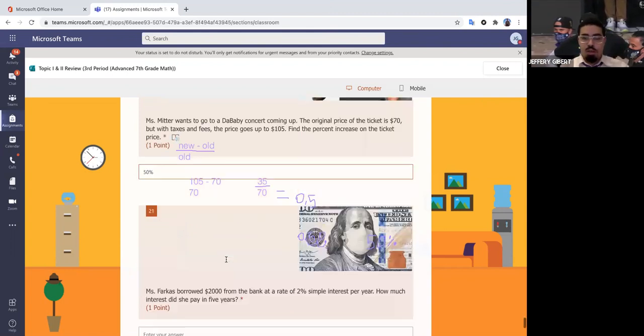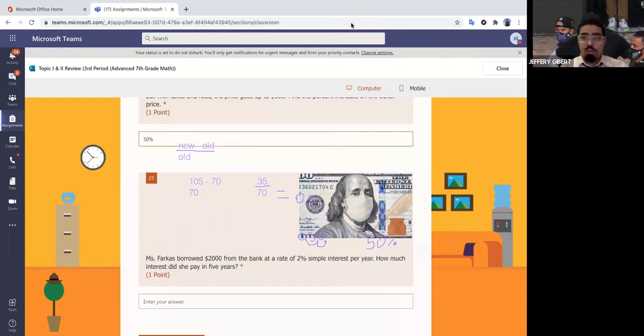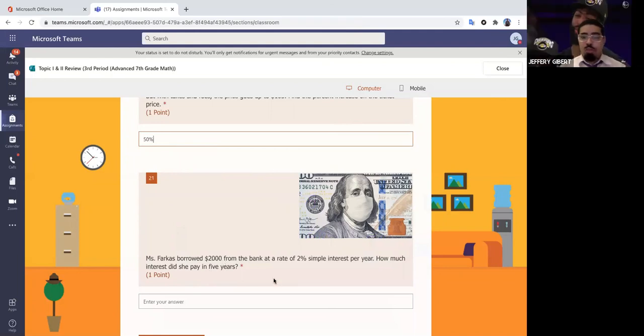All right. And then our last question. This is what we went over last class. Ms. Farkas borrowed $2,000 from the bank at a rate of 2% simple interest per year. How much interest did she pay in 5 years?